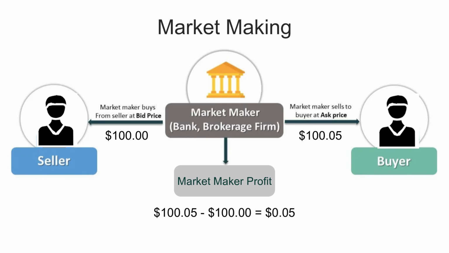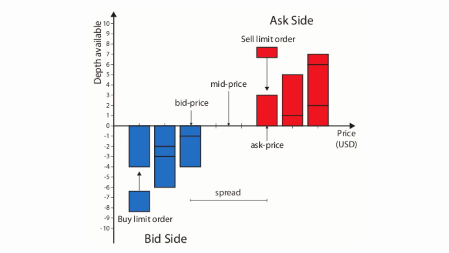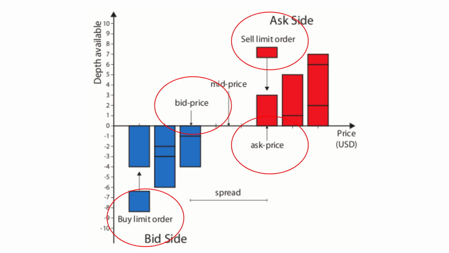To truly understand how market making works in high frequency trading, let's first break down a few key terms. First, what is a limit order? A buy limit order, a sell limit order. And second, what is bid and ask and what is bid ask spread. So let's understand what is a limit order.